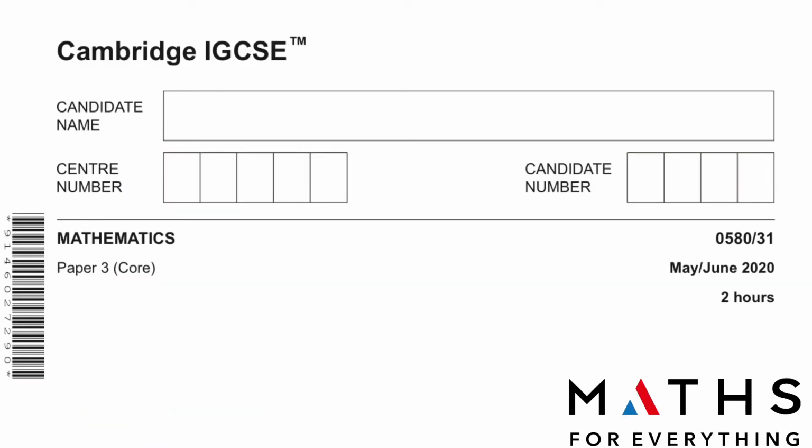So today we are going to solve Cambridge IGCSE Mathematics Paper 3 Core 0580 Variant 31 May-June 2020 Part 2 from question number 4 onwards.